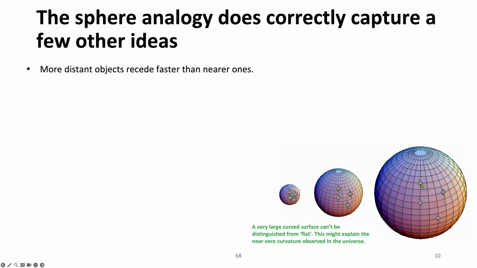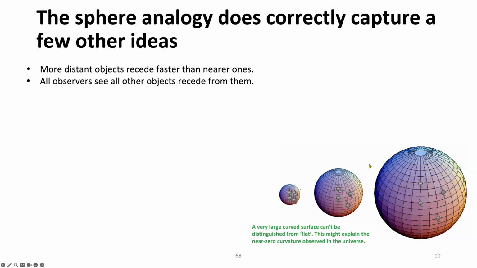Another feature of expansion of this kind is that more distant objects recede faster. If you happen to be on this galaxy, which started here, and you watch this galaxy, as this spherical analogy for our universe expands, you will see the distance between these two, the one you're on and this one, that object will recede from you faster than a nearer neighbor that is also undergoing expansion as this geometric object gets bigger. I'll show you more on this in a second.